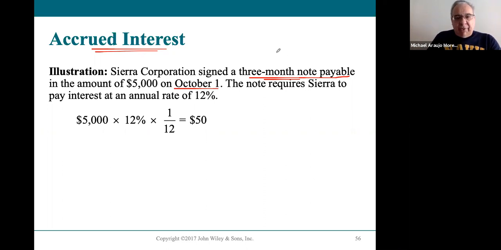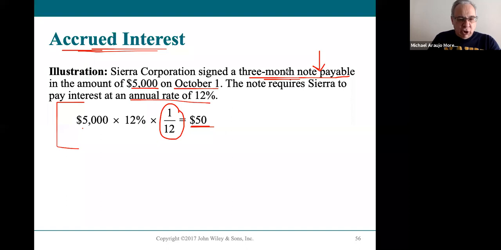So every month that they have this loan, interest is accruing on the loan. So for the month of October, how much interest has accrued on this note payable? Well, that's this formula right here. It's the $5,000 loan, the note, times 12%. 12% is the annual rate, meaning it's for all 12 months. All we care about is 1 month of the 12. So we multiply that by the time, 1 month over 12. And we see that $50 of interest has accrued on this note.